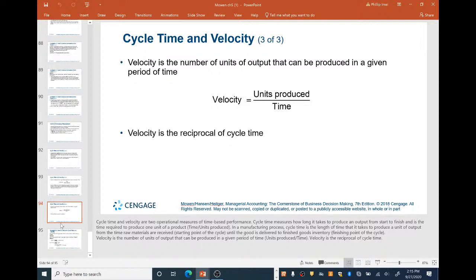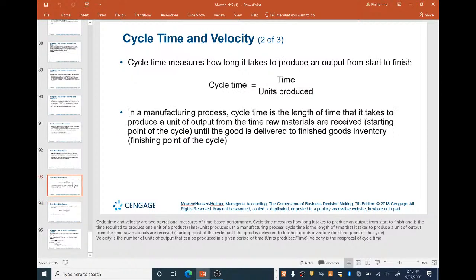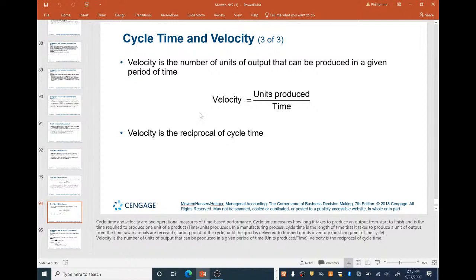Next, velocity is the number of units of output that can be produced in a given period of time. Velocity is just going to be units produced over time. So if you notice here, velocity is the reciprocal of cycle time, meaning it's just a complete inverse relationship. Remember, cycle time is time over units produced. Velocity is units produced over time. So velocity is the reciprocal of cycle time.